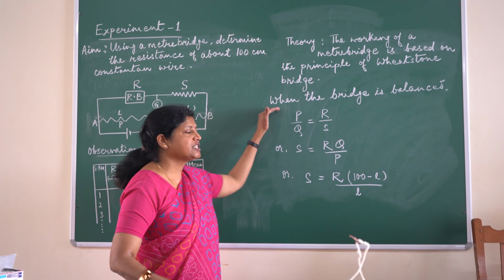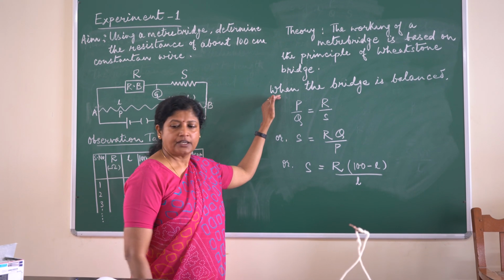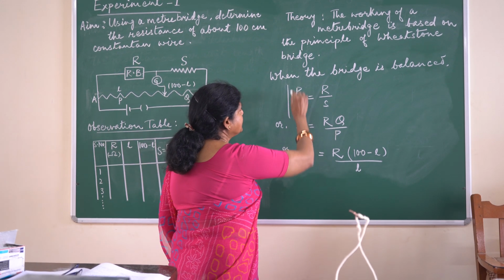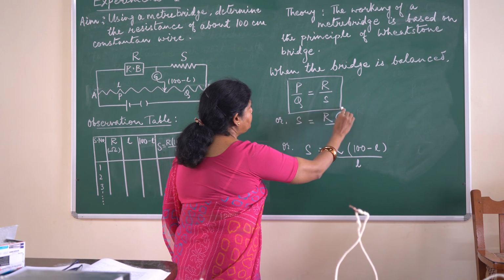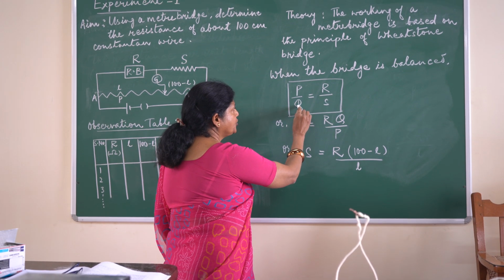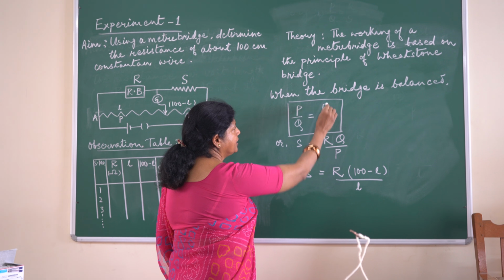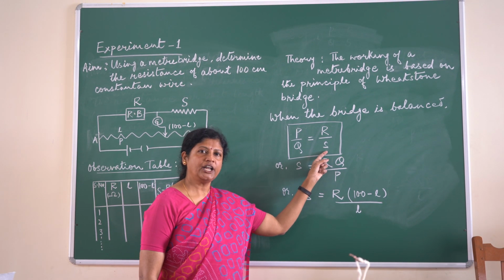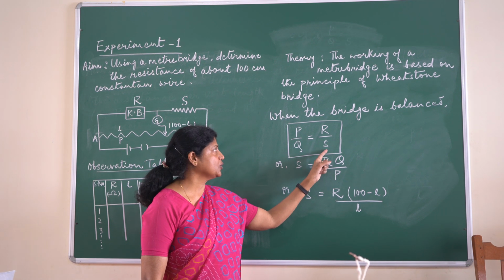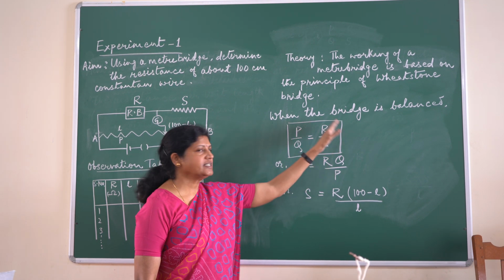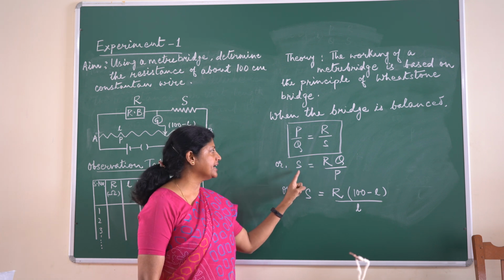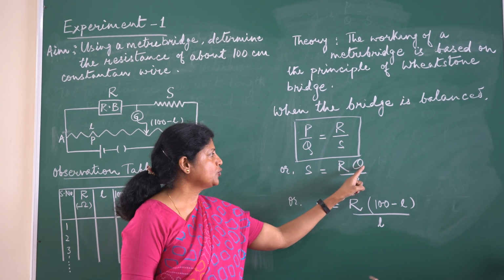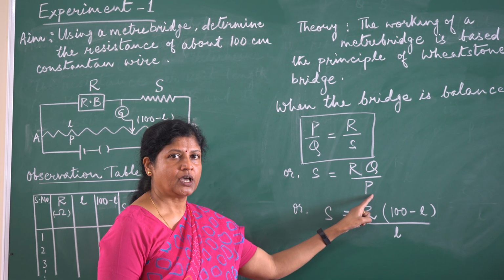When the bridge is balanced, our balanced condition is P upon Q is equal to R upon S. Suppose S is our unknown resistance. So, simplifying this relation, we can get S is equal to R Q upon P.